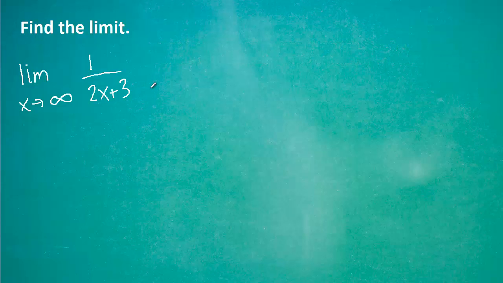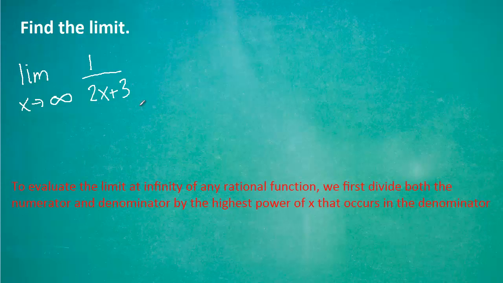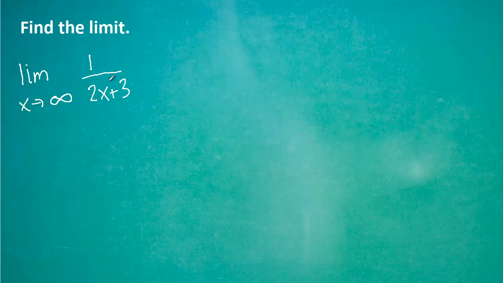And to evaluate the limit as x approaches infinity of a rational function, we're going to employ a certain technique. That technique is to divide each term of the rational function by the highest power of x in the denominator. So if you look at the denominator carefully and ask yourself, what is the highest power of x? You should see that the largest power of x is actually a 1. The 1 is not written, but it is implied as the exponent of that x.